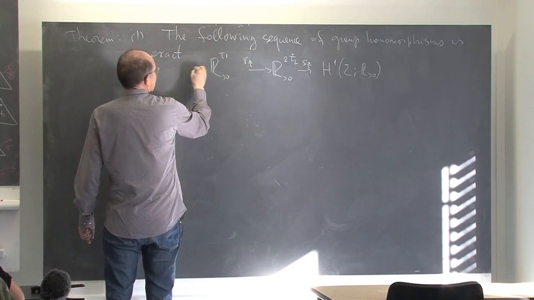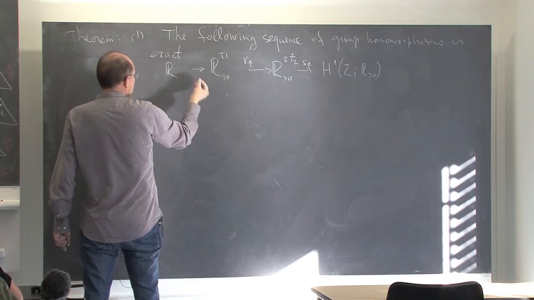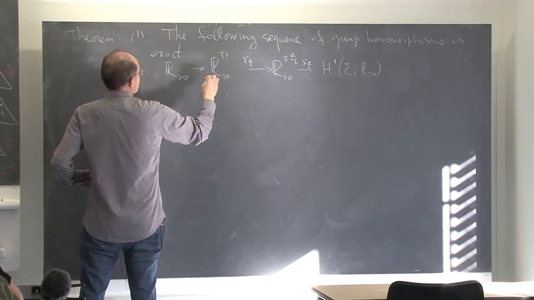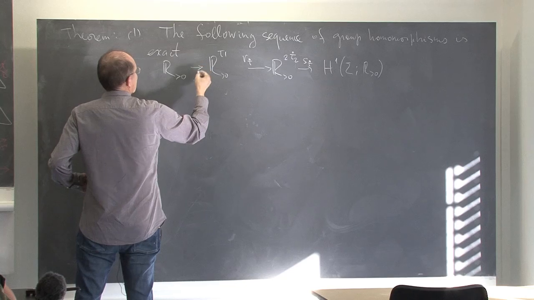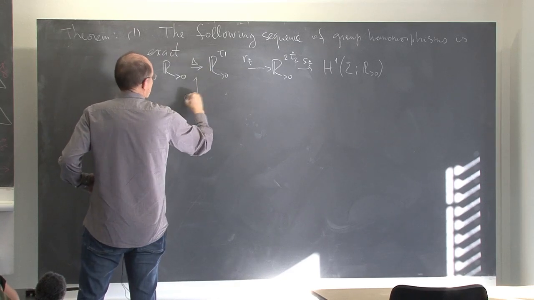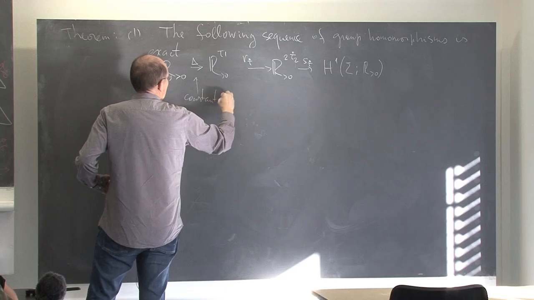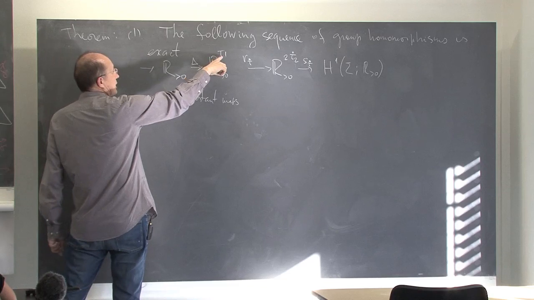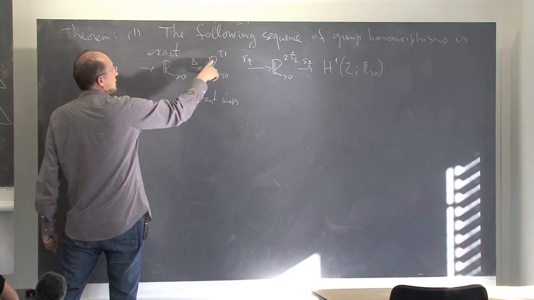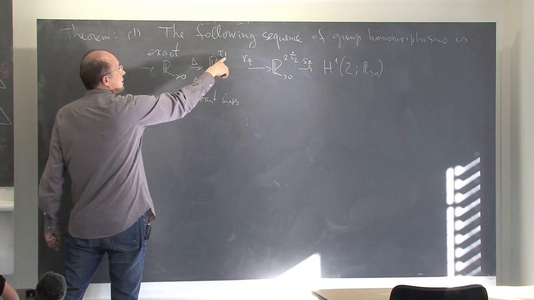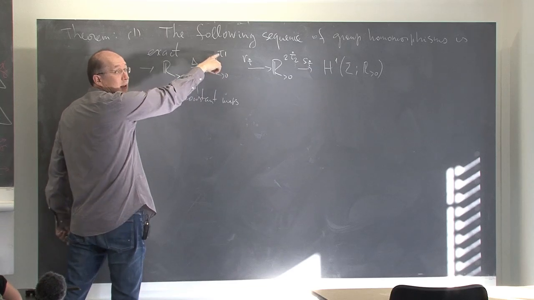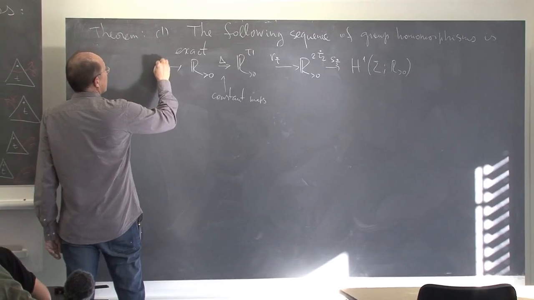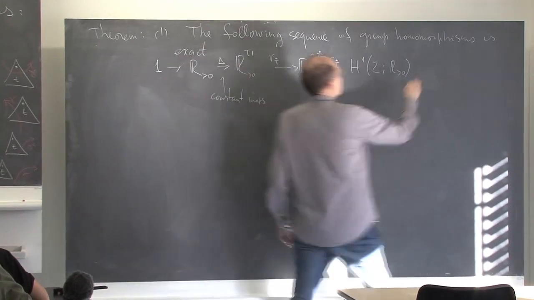And we complete this from the left by R positive, given by constant maps, delta to constant maps. Which means that the image of delta of a positive number corresponds to a function which takes this positive number value on each edge. One here and one here.